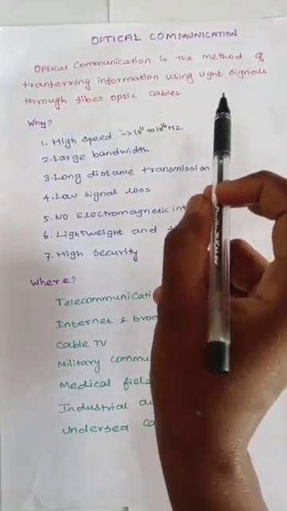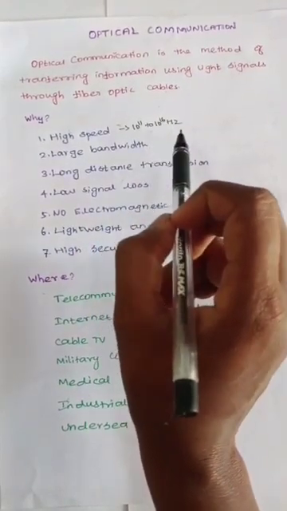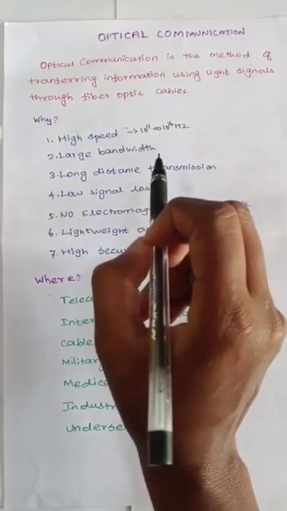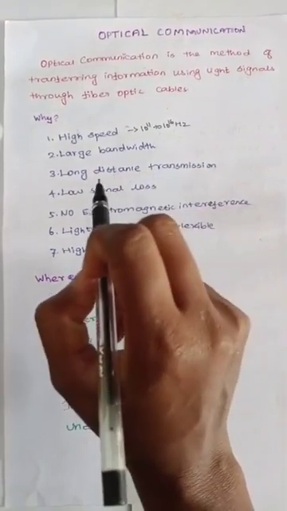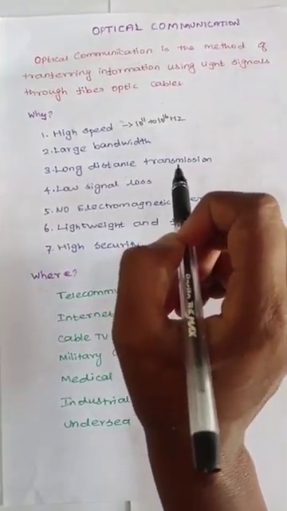The speed of light is very high, so we can transmit the data with 10^11 to 10^16 Hz frequency. Larger bandwidth: we can transmit more data at the same time. Long distance transmission: we can transmit the data over further distances without losing the quality.